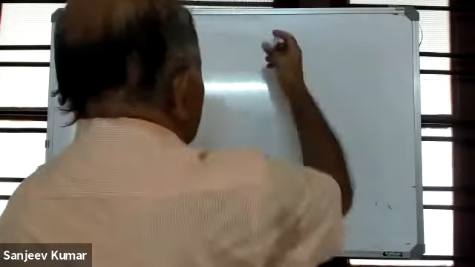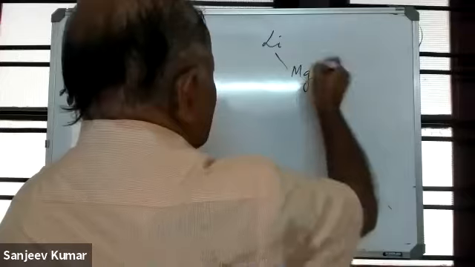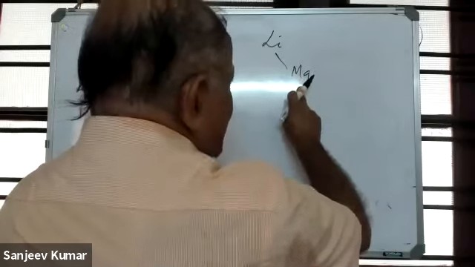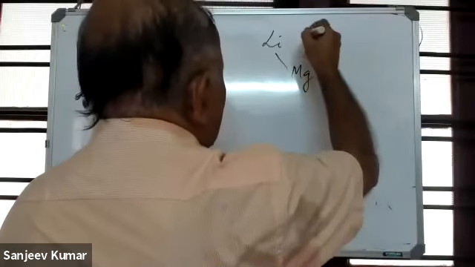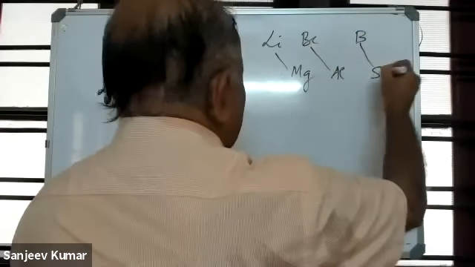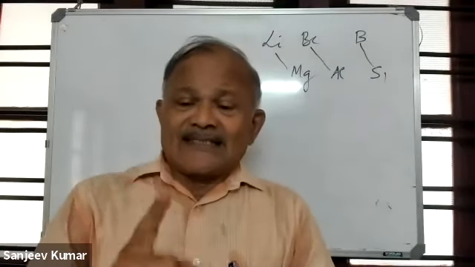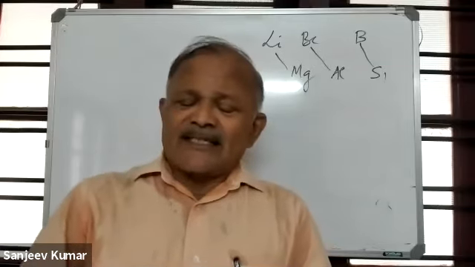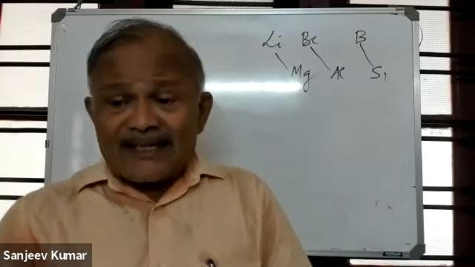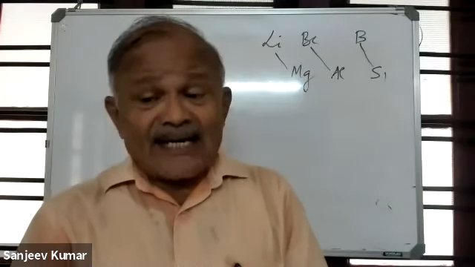Lithium is in the second period and the first group, and magnesium is in the third period and the second group. Beryllium and aluminum, boron and silicon are the other diagonal relationships. The first, second, and third elements in the second period are diagonally related to the second, third, and fourth elements in the third period. That is known as diagonal relationship.